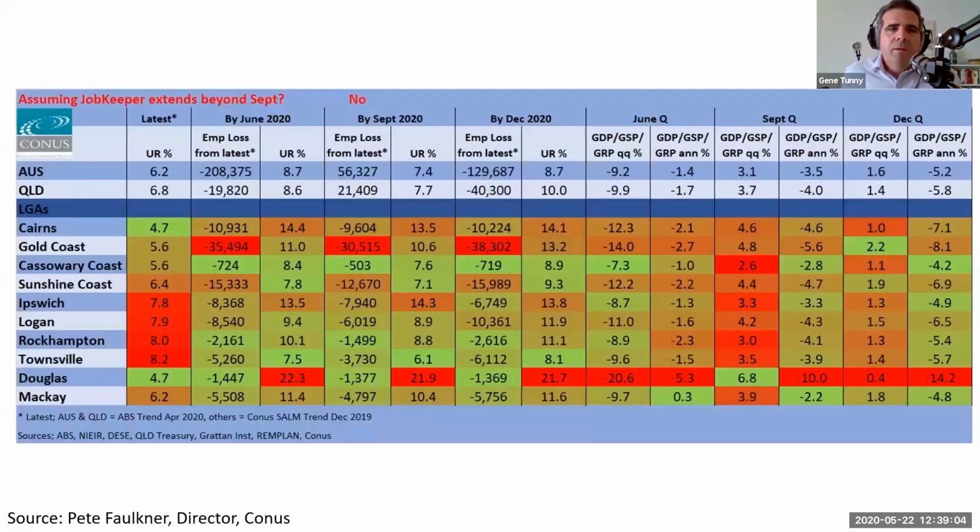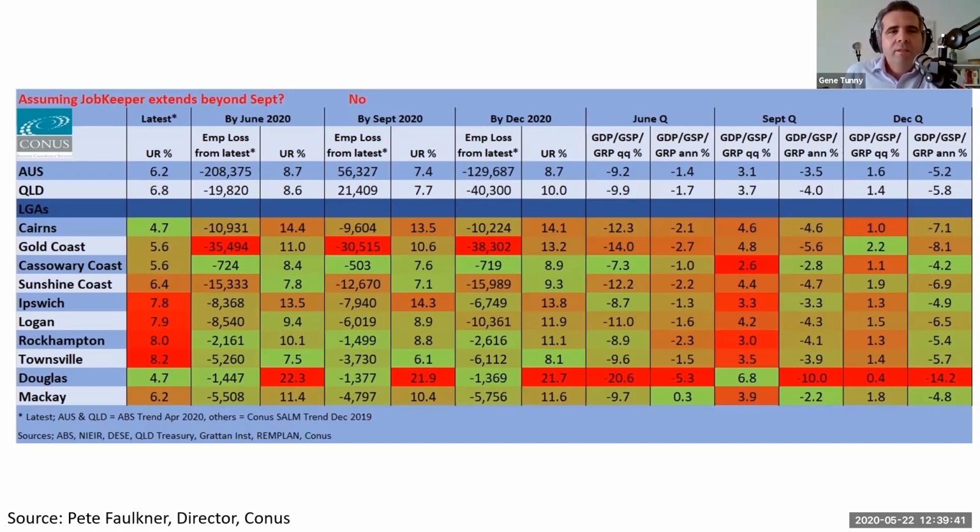Some of the best estimates I've seen are from a colleague of mine, Pete Faulkner from Conus Consulting. He's based in far north Queensland, and Pete's on the webinar. He's one of the attendees. So hopefully I can get Pete into the discussion. And what Pete's done is he's looked at the broad range of data that are available from the ABS, and also the single touch payroll numbers that the ABS is publishing, as well as their official labour force data. And he's formulated some forecasts of what could happen with unemployment over the rest of the year.